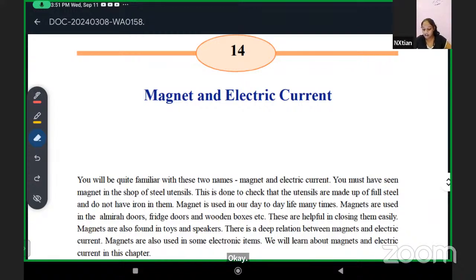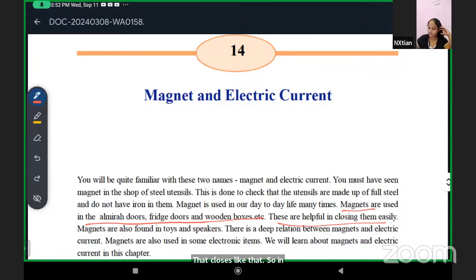Then magnets are used in a lot of things that we use daily, such as almirah doors, fridge doors, wooden boxes and their handles. Magnets are helpful in closing them easily. Have you seen cupboard doors? When we push them slightly, they pause near the main frame and then stick to it. That magnetic kind of door closes like that, so magnets are used in that.